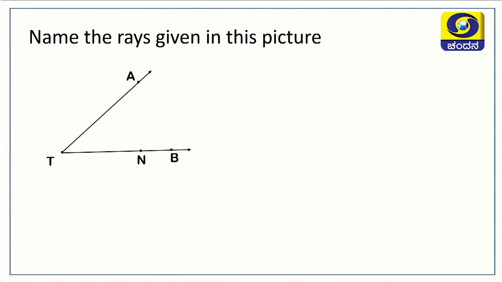Let us take one example. Name the rays given in this picture. How many rays are here? 2 rays. The ray TA and the ray TB. Here the ray TN and the ray TB are the same.